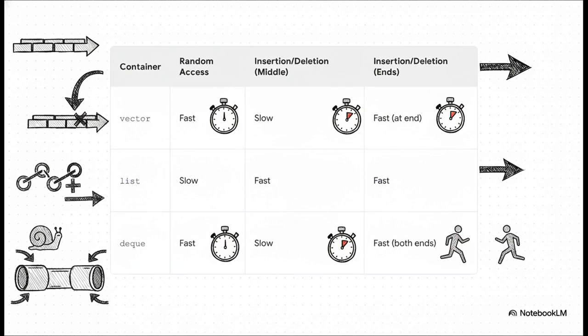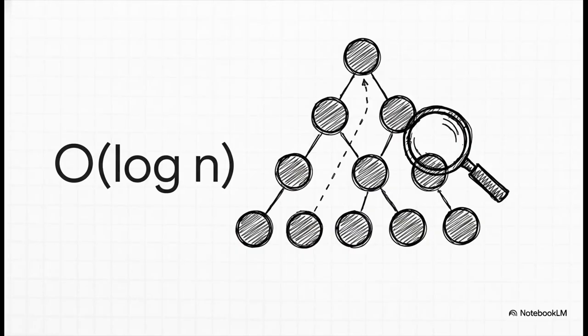And then you have deque, or a double-ended queue, which is a cool hybrid that's fast at adding or removing things from both the front and the back. But hey, what if you don't really care about the sequence? What if you just need to find things fast? Well, that's where associative containers really shine.